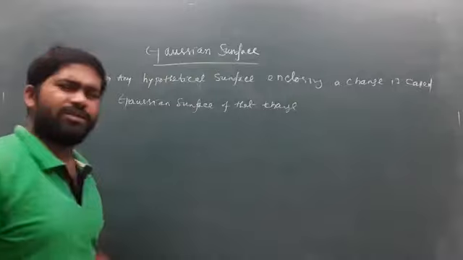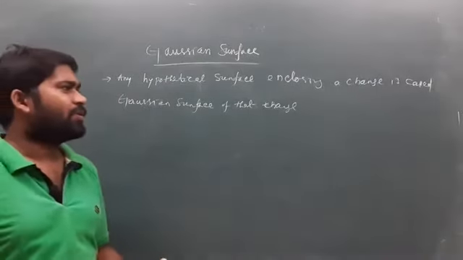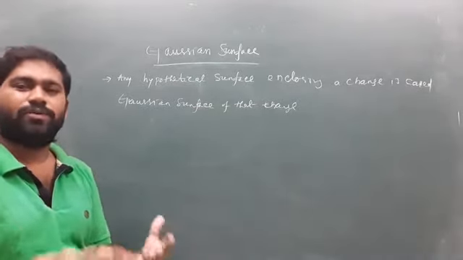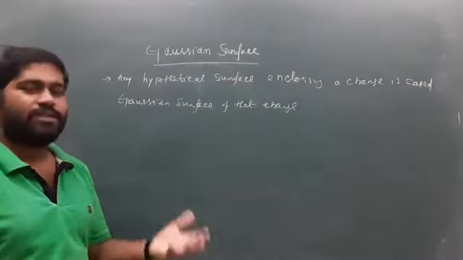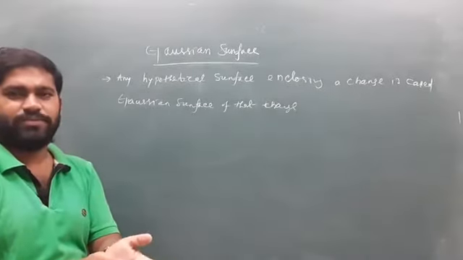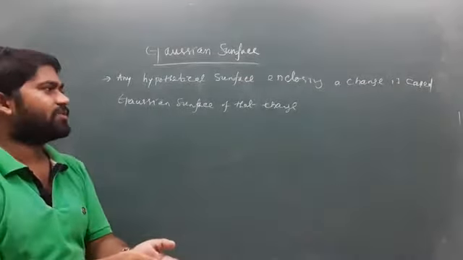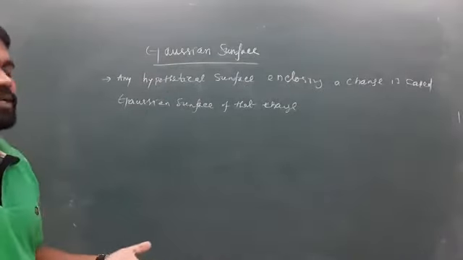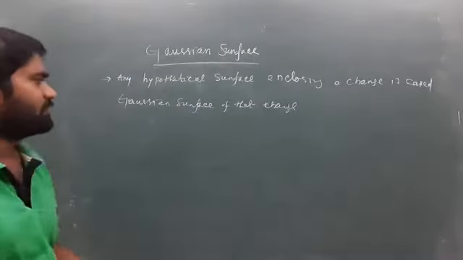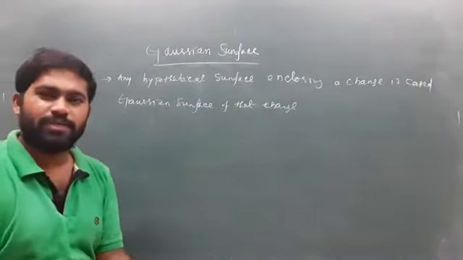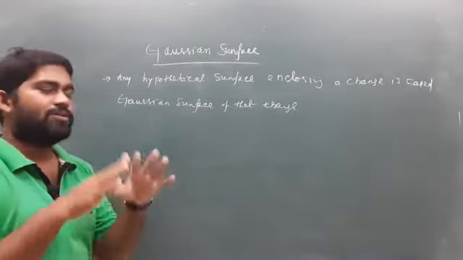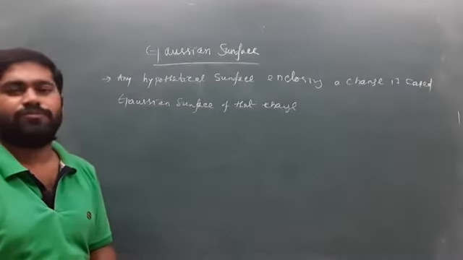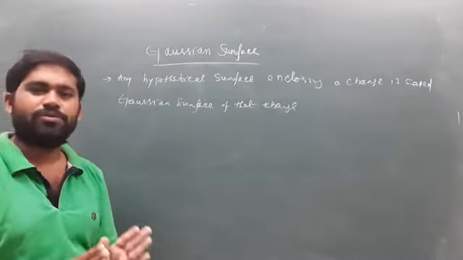Simply we can say a Gaussian surface is an imaginary surface that encloses the charge of any body. We cleverly choose that surface in order to find the electric field. It helps us to find the expression for the electric field by using Gauss's law.